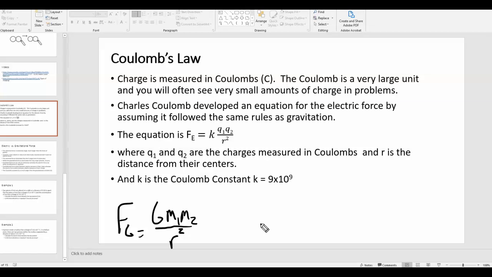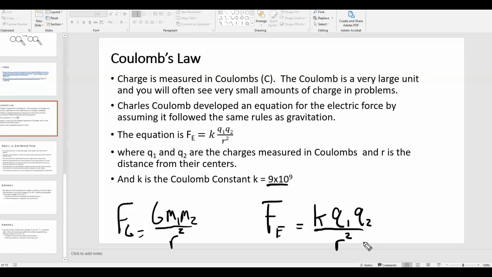Coulomb's law is the equation that gives us the electric force. Fe, the electric force, is equal to k, where k is called the Coulomb constant. That is a constant whose value is about 9 times 10 to the power 9, times Q1 times Q2 divided by r squared. Now, r is the distance between Q1 and Q2.